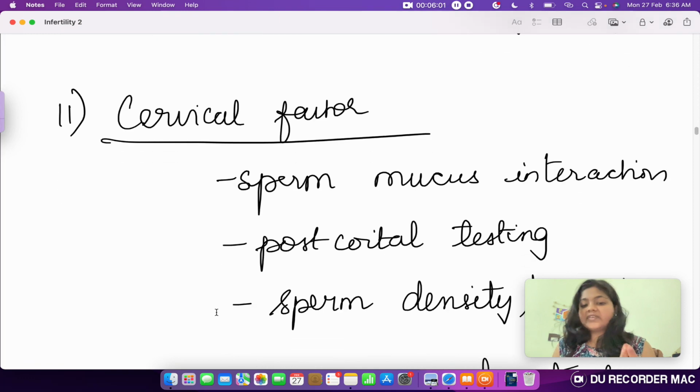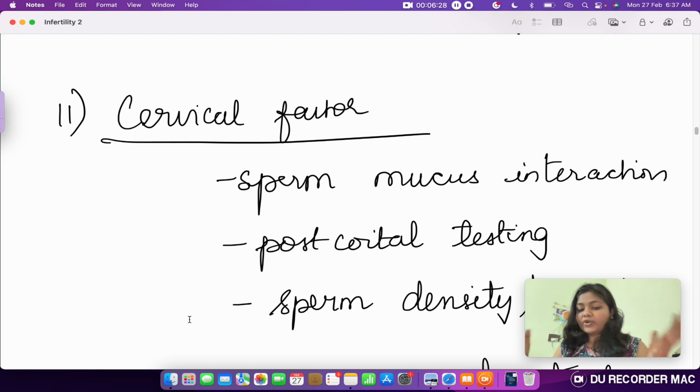The other factor is cervical factor. Cervix is the place where the interaction happens between the cervical mucus and the sperm, and it helps in transport. So postcoital testing is done after sexual intercourse. The cervical mucus is taken and it is checked for spinnbarkeit, ferning, the sperm count, density, motility. So normally it has to be progressive unidirectional motility.